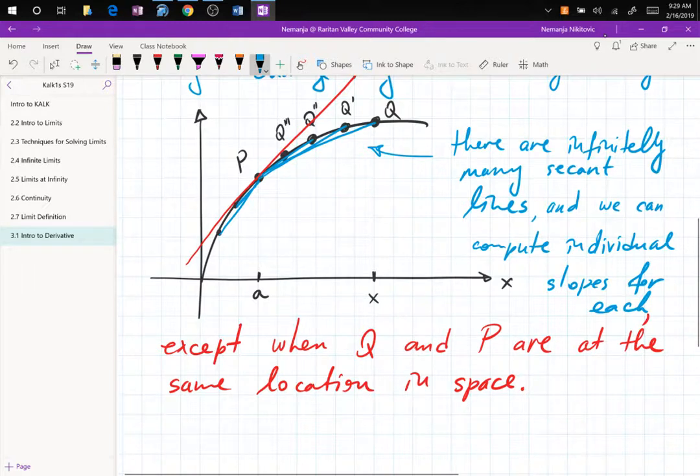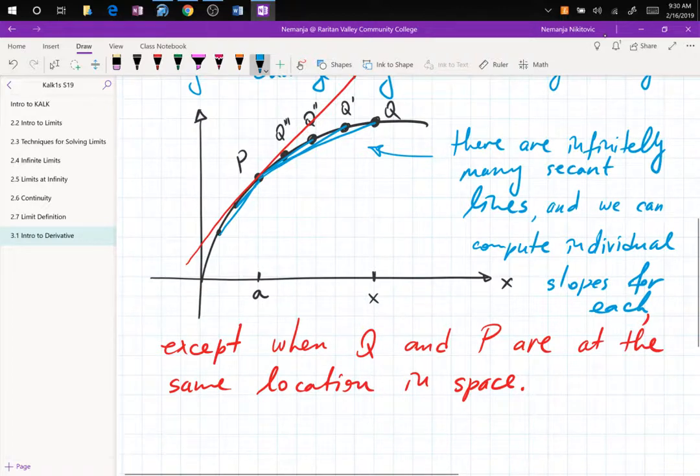Well, this wouldn't be calculus if that one case wasn't what we were actually after. So we are after that red case. That is the infamous tangent line, right? And what do you think? How do we get to compute that one?